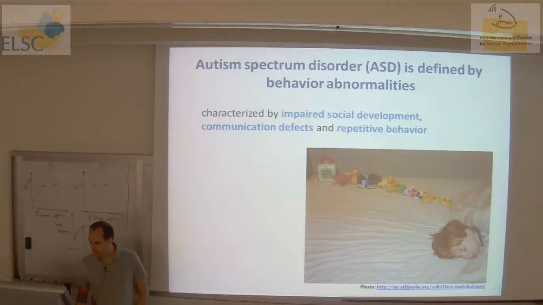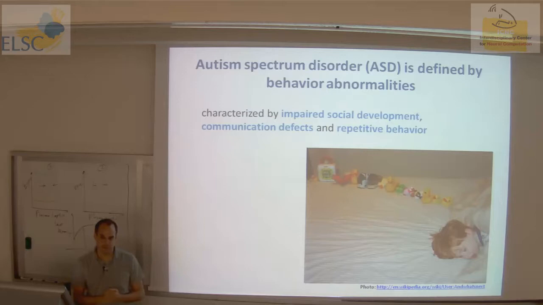The impaired social development includes problems in communicating or interacting with peers, with children the same age. Communication defects include problems with language delay, or absence of language. But there is a lot of variability. Some kids might have no language at all. Some might have even sophisticated language. And repetitive behavior includes also restrictive interests or rituals, like the behavior that you see here.